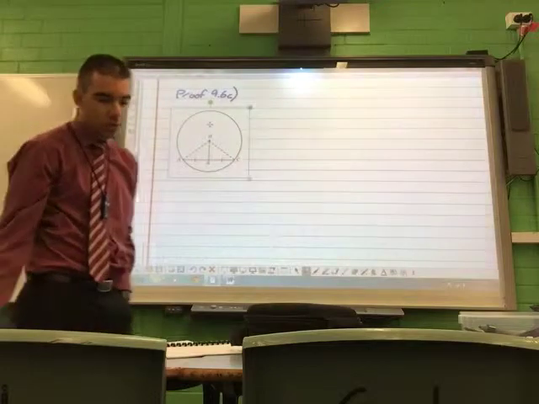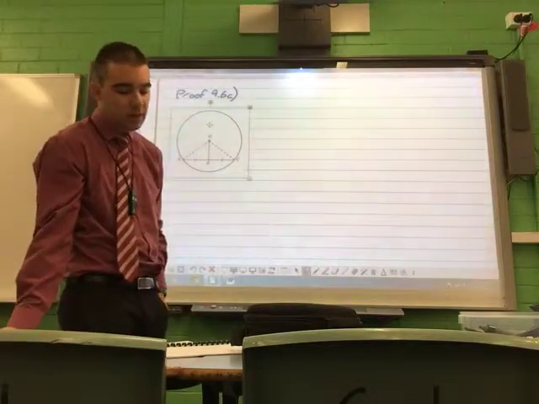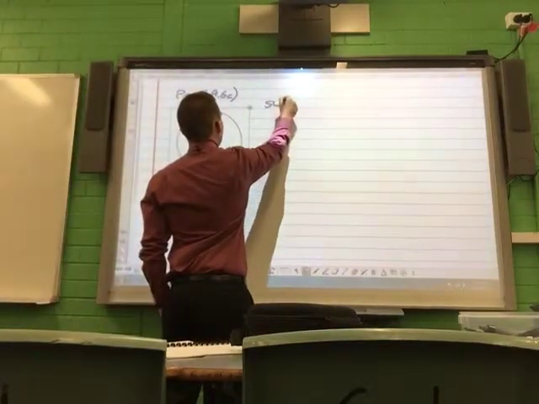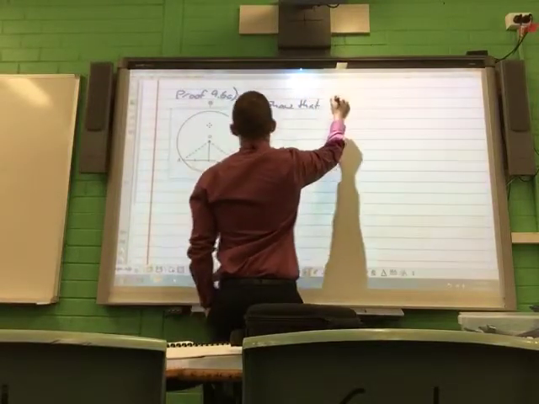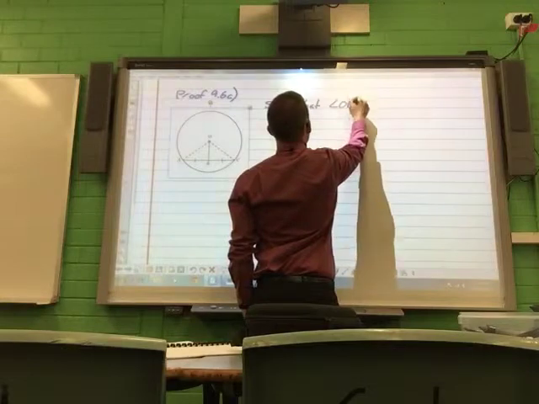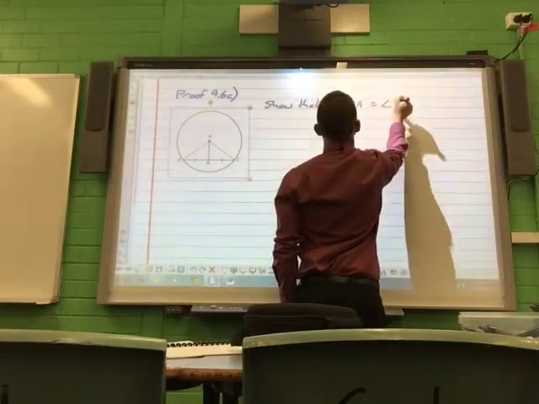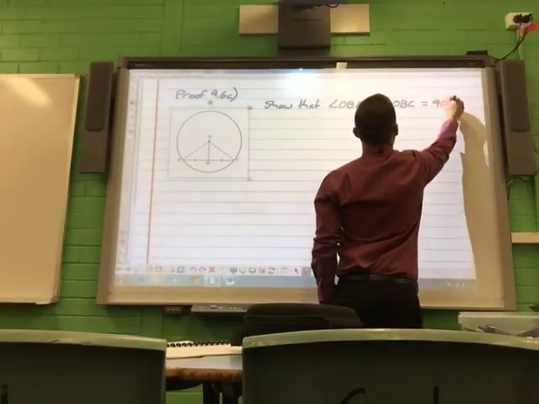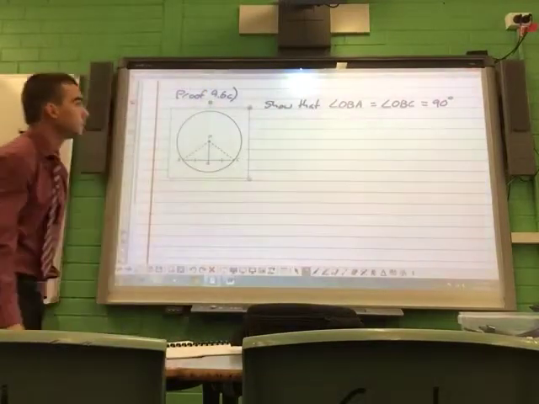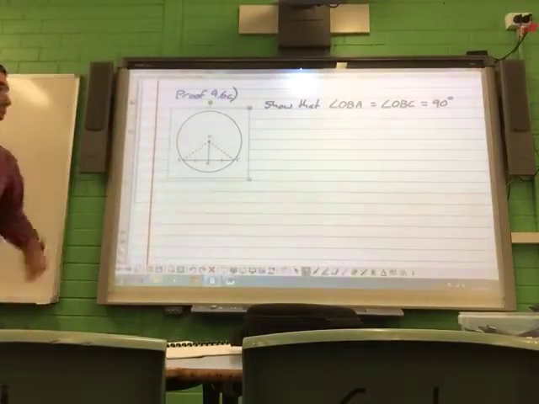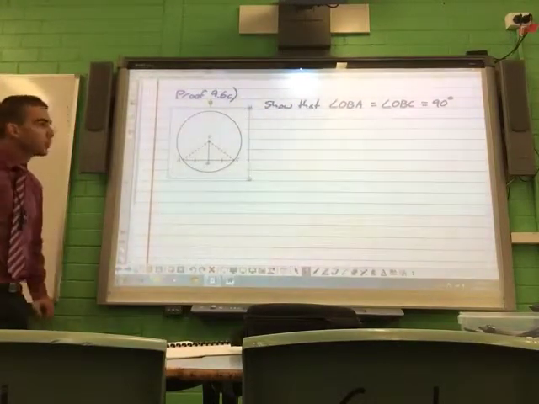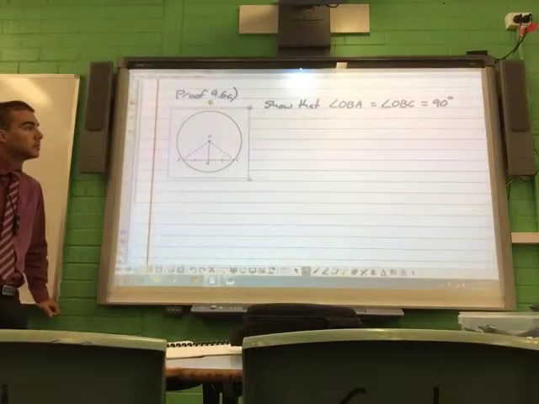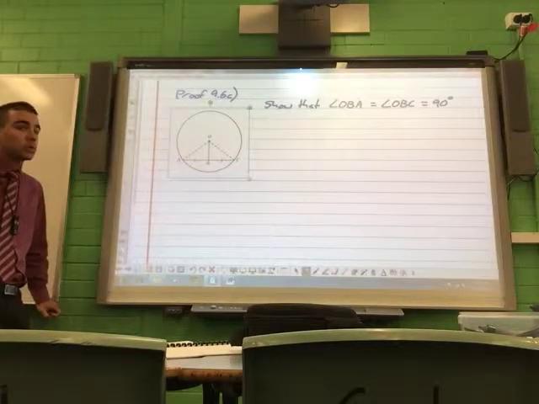So what we need to do, the statement is a line drawn from the centre to a chord's midpoint is perpendicular to the chord. So we need to show that angle OBA equals angle OBC, which are both 90 degrees. So we need to show those two angles are equal. We need to do another congruence proof, and then from that state the angles are equal, which are 90 degrees.